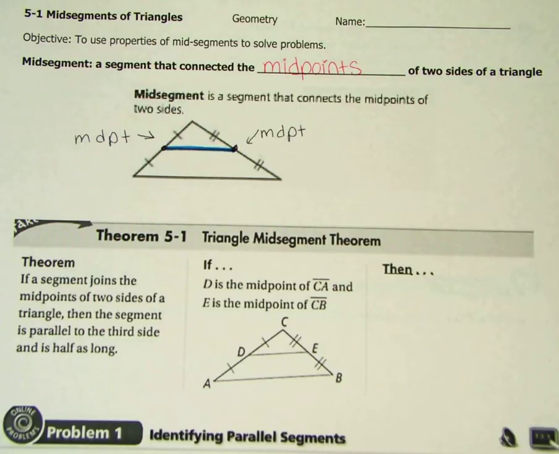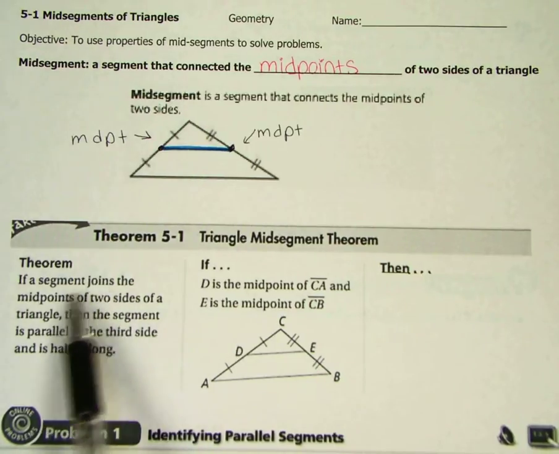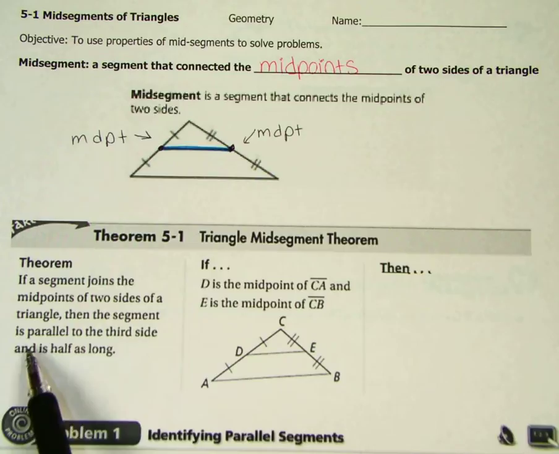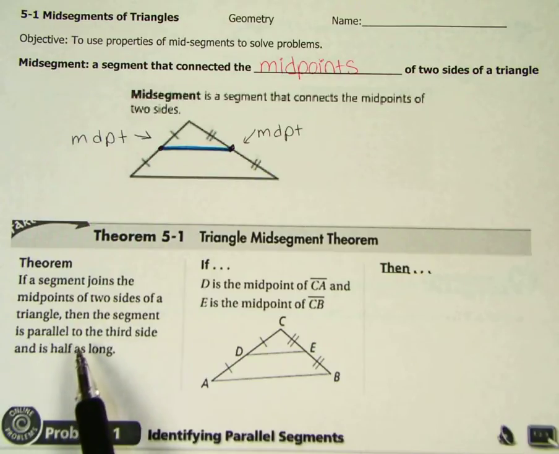Okay, down to the theorem. It says, if a segment joins the midpoints of two sides of a triangle, then the segment is parallel to the third side and is half as long. That's a lot to take on. It says, if it joins the midpoints of two sides of a triangle, then the segment is parallel to the third side and is half as long.